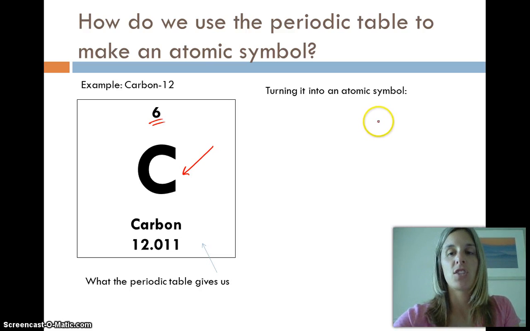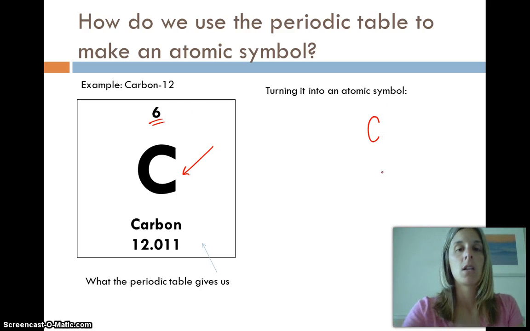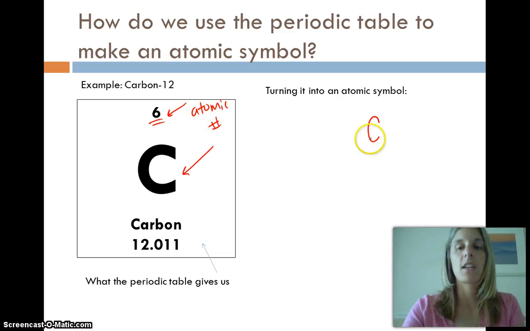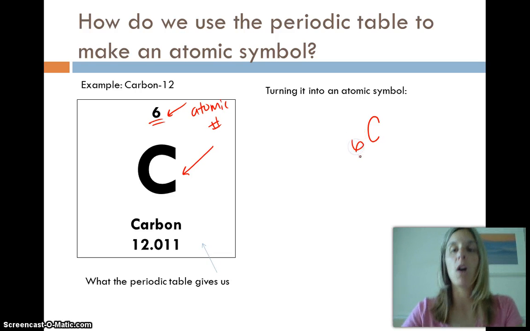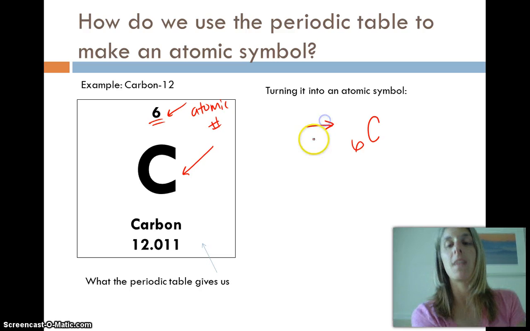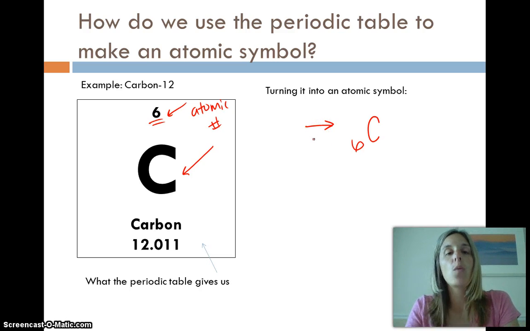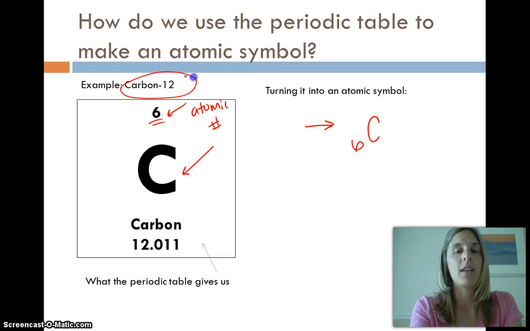So let's go ahead and start by writing a big C. And since this is our atomic number, that's going to go on the bottom of our atomic symbol. So what we need to do is fill in the mass number up top. Now, how do we get that mass number? One way we can give it to you is like this.